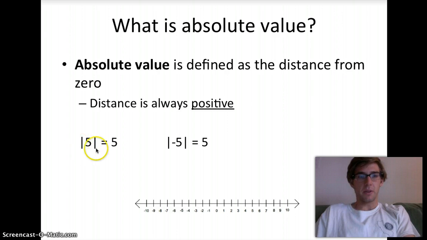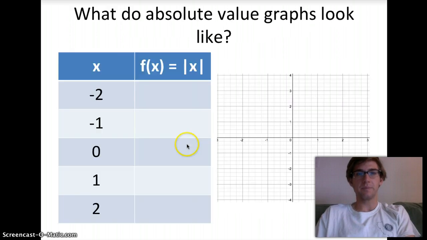So, for example, these two bars mean absolute value, so the absolute value of 5 is 5, because 5 is 1, 2, 3, 4, 5 spaces from 0. The absolute value of -5 is also 5, because -5 is 1, 2, 3, 4, 5 spaces, or 5 units from 0. So again, absolute value is distance from 0, and the absolute value of 5 would be 5. The absolute value of -5 would also be 5 because of that definition.